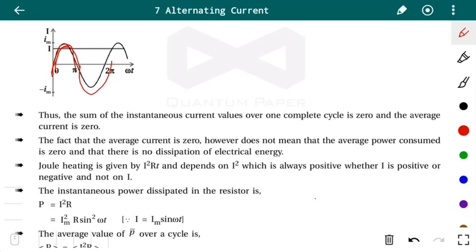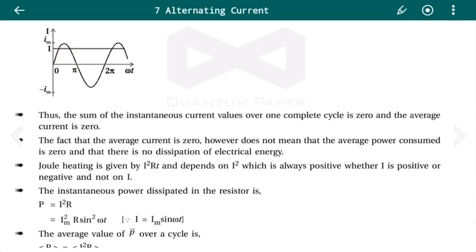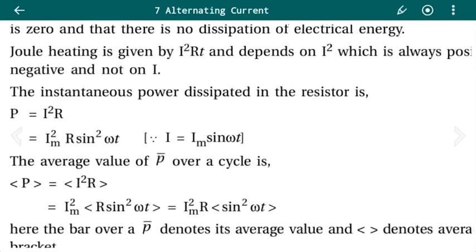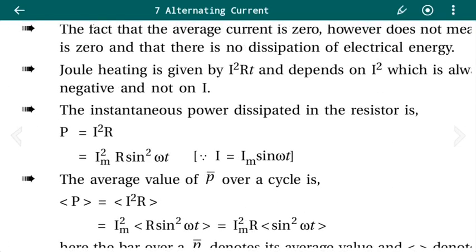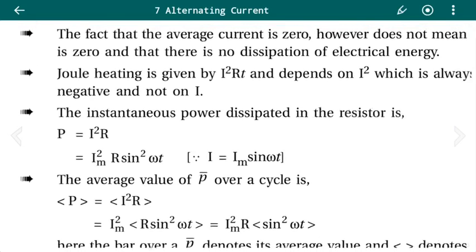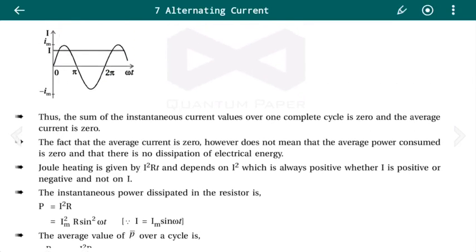The fact that the average current is 0, however, does not mean that the average power consumed is 0, and that there is no dissipation of electrical energy. So here, current equal to 0 does not mean power is also equal to 0. See, in this equation, when we take power as P equals I square R, and if we take the current value as 0, then the power should be 0, but it is not so, because power is always consumed and there is some dissipation of the energy.